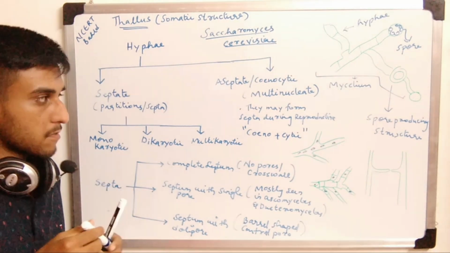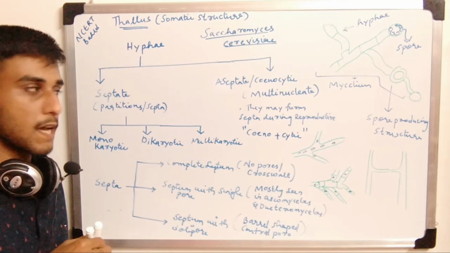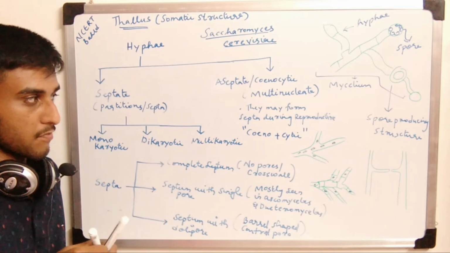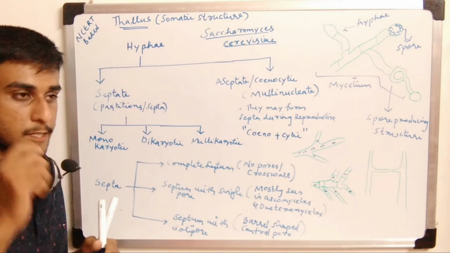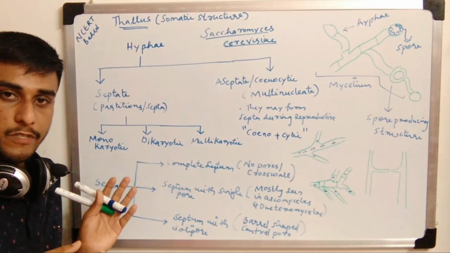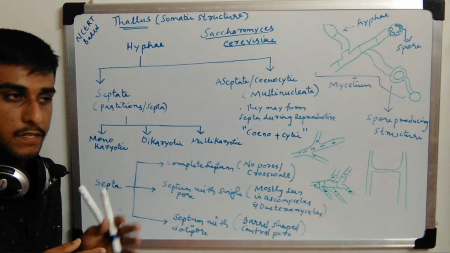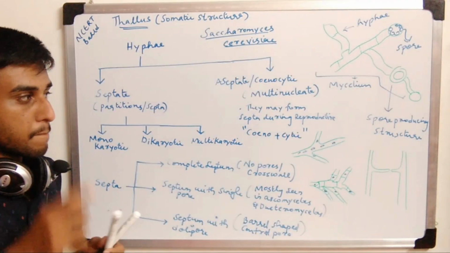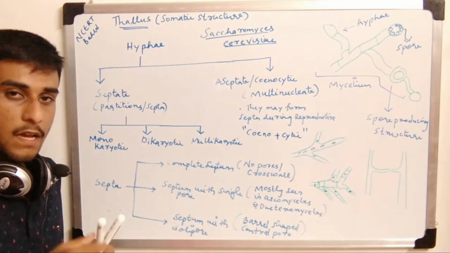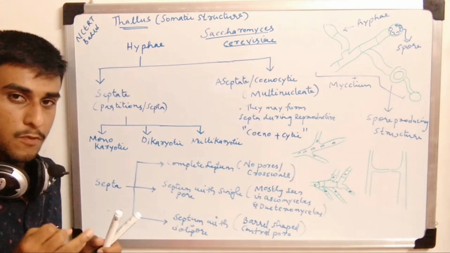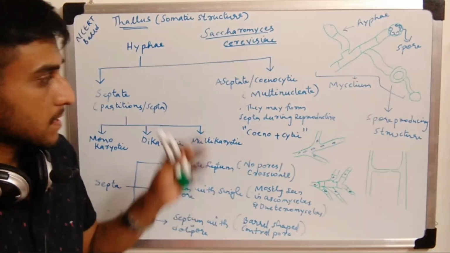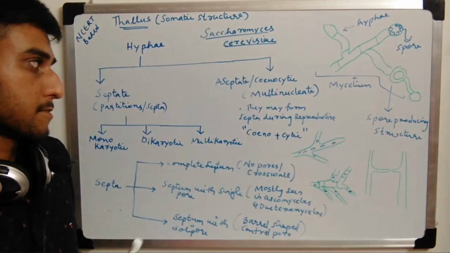Some examples of fungi which show the aseptate condition are Rhizopus, Albugo and Phytophthora. These are the three fungal genera which show aseptate condition, while the fungi which show septate condition are a large group. But you should remember these three names under aseptate condition: Albugo, Rhizopus and Phytophthora species. These are the points to be remembered.